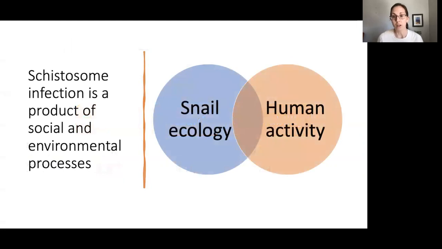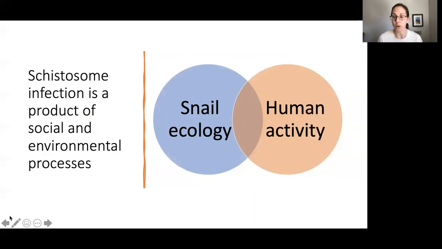Results indicate that the risk of schistosome infection is a product of both environmental and social processes, where snail ecology intersects with human activity. We also found that the relative importance of exposure, hazard, and vulnerability differed by outcome, with hazard an important determinant of whether a person got infected, and exposure driving how heavily infected a person became.